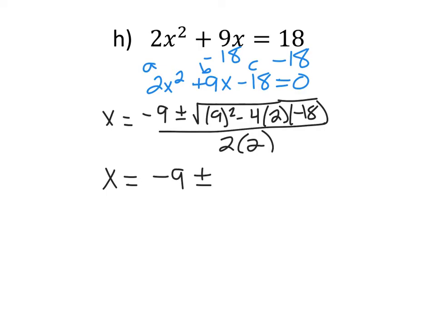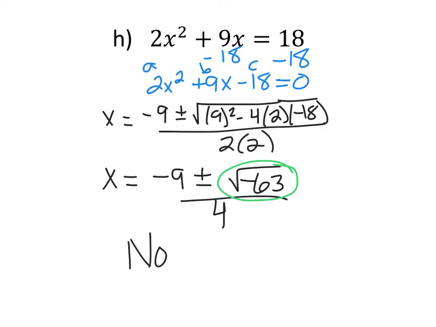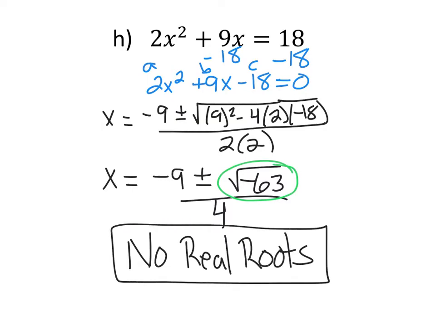Okay, when we do the calculation under the radical, we get negative 63 all over 4. You should notice an issue. We cannot have a negative under the radical. If you put the square root of negative 63 in your calculator, it will come up non-real. So we can stop right here. This has no real roots, which means the graph never touches the x-axis.